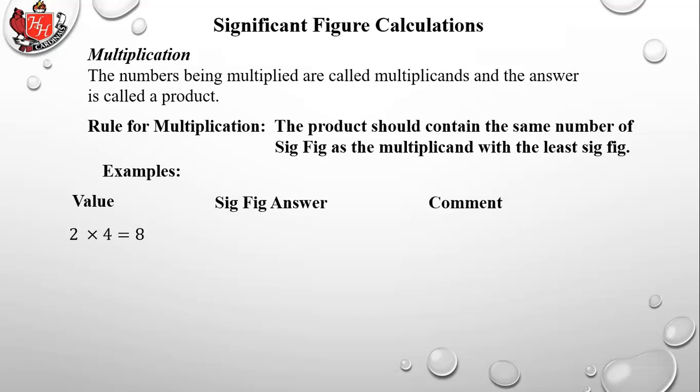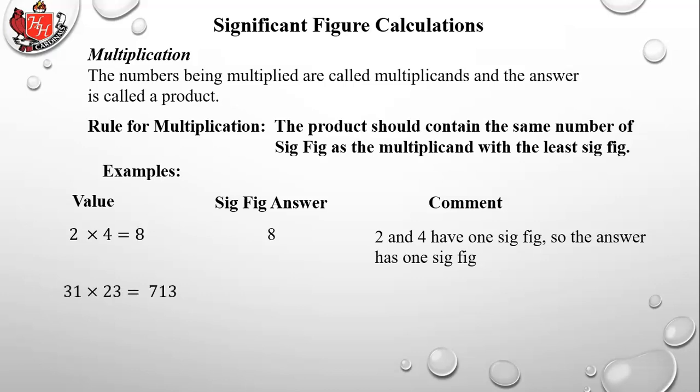So let's go ahead and just look at examples. 2 times 4 is 8, so that's the calculator answer. How many significant figures would the answer be? It would also be 8. 2 and 4 have 1 significant figure, so the answer has 1 significant figure. 31 times 23 is 713.